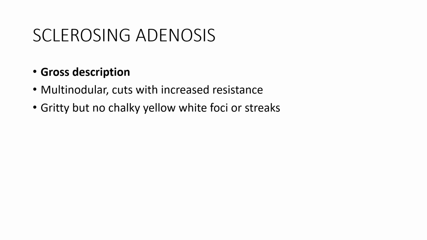Grossly, sclerosing adenosis appears multinodular, and you cannot cut it directly or with ease. It has increased resistance to cuts, but when you cut it, it's somewhat gritty, but with no chalky yellow-white foci or streaks.